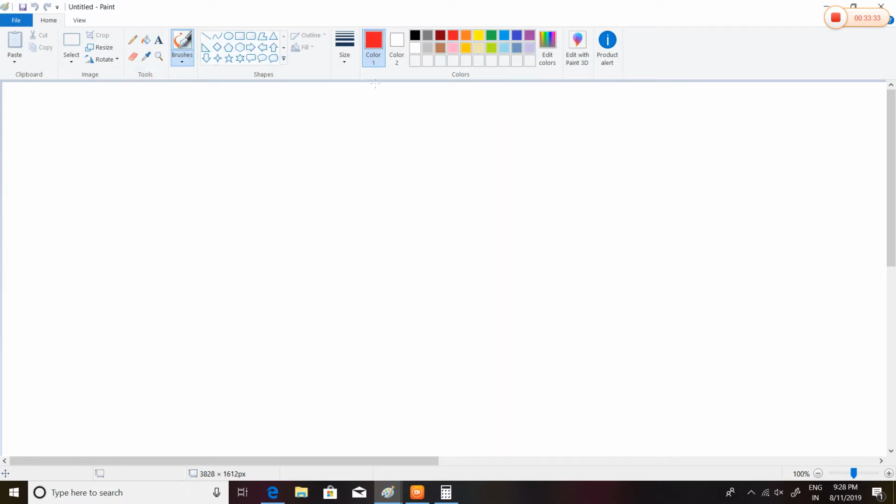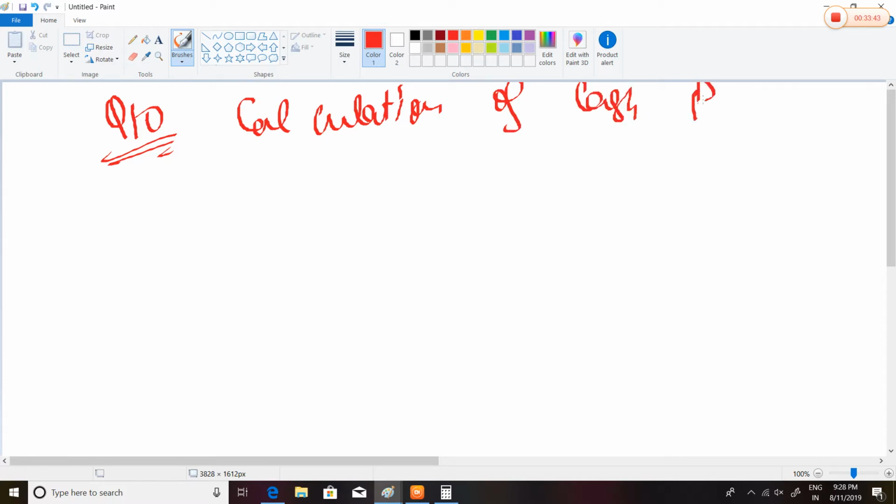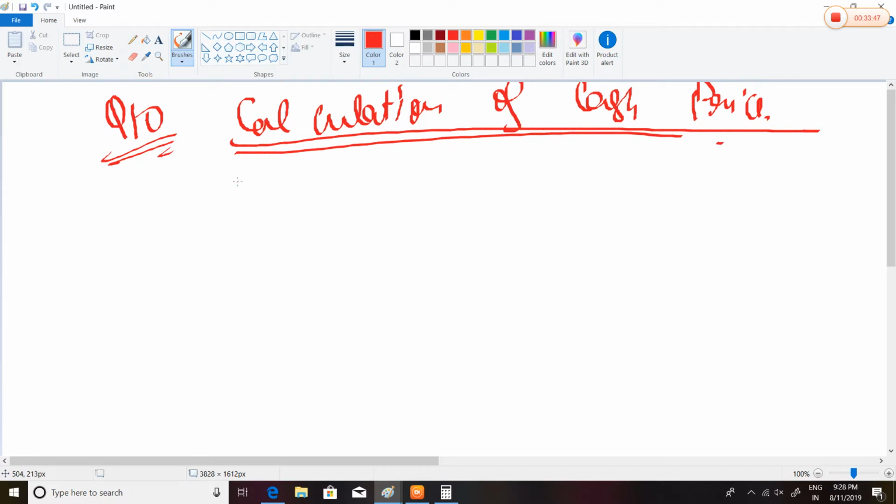Let's start with the question. Firstly, question number 10. Calculation of cash price and interest. Third installment. Whenever we have to calculate the cash price, we calculate from third, then second, then first. Always start with the last installment. Okay.